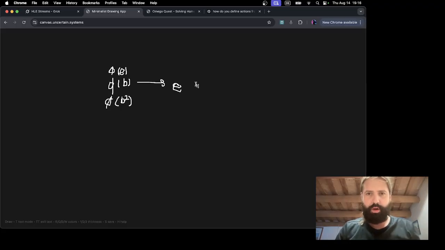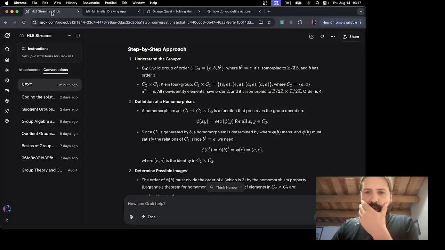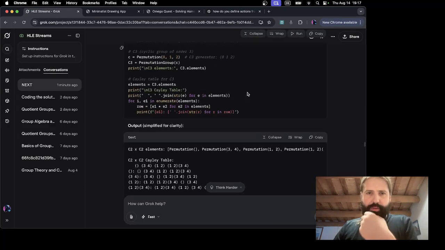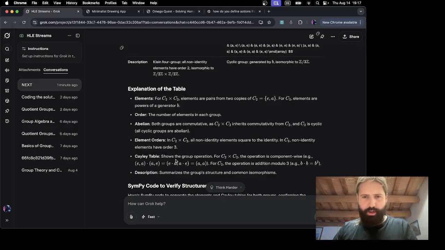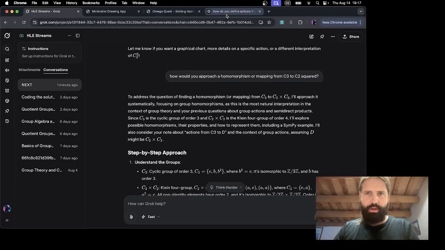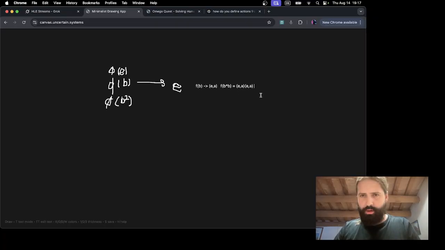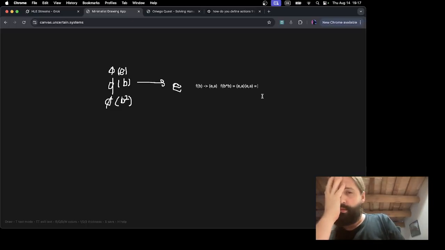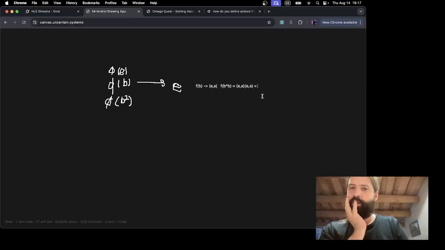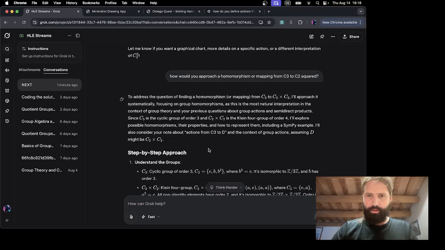So I'm just going to call it F instead of phi. If B maps to EA, then this means that B squared equals EA times EA, which by definition, this is how we defined it, is EAAE, right? So AA. So this is, no. So that is EE.